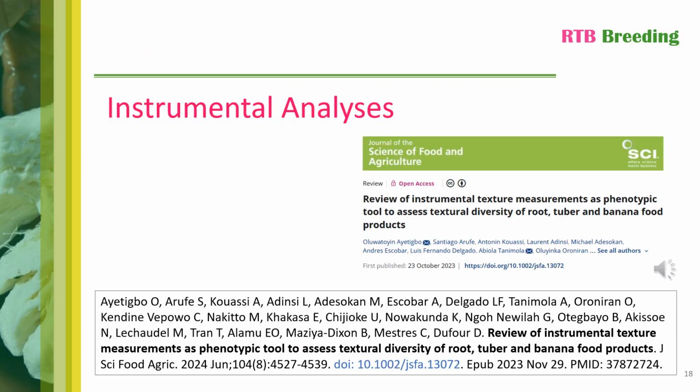I have finished the section on QDA, and I will now turn to the section on instrumental analysis. For this part, I have extracted the various information from this review, whose references are noted at the bottom of the page so that you can download it. If you have any questions about this section, please don't hesitate to contact the first author, whose email address is on the first page of the publication.